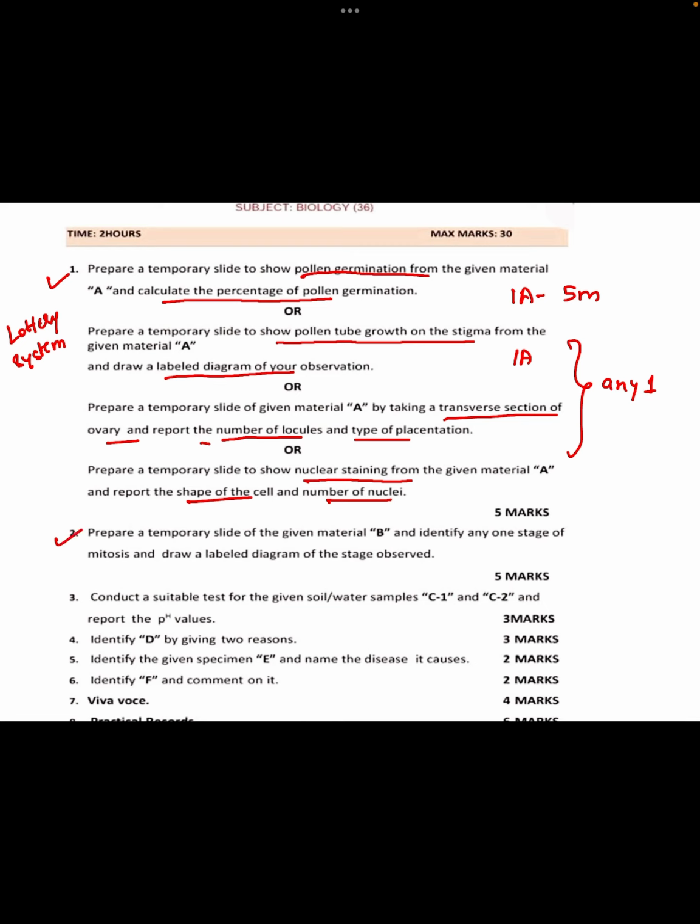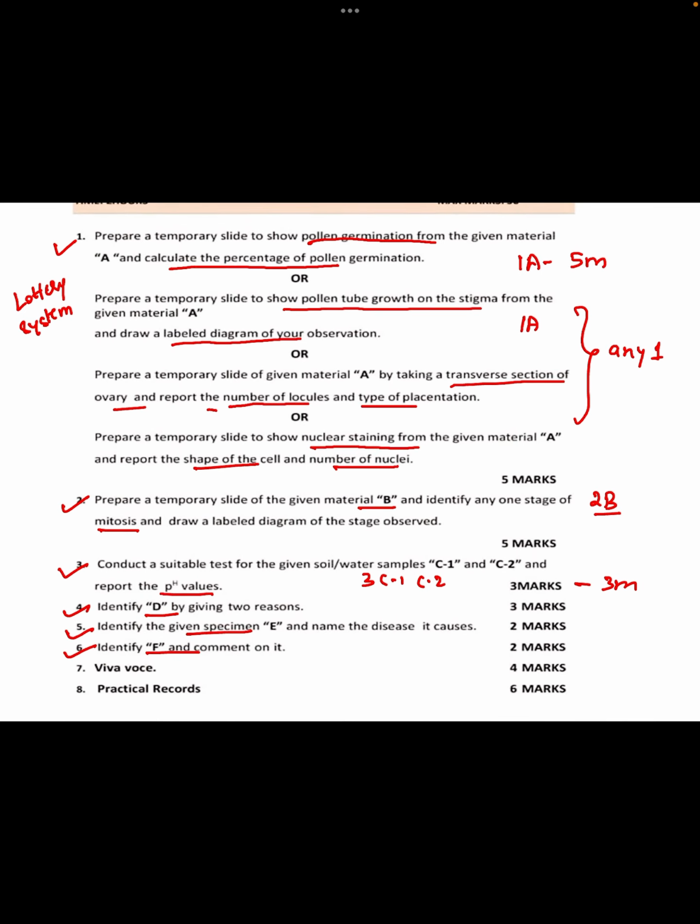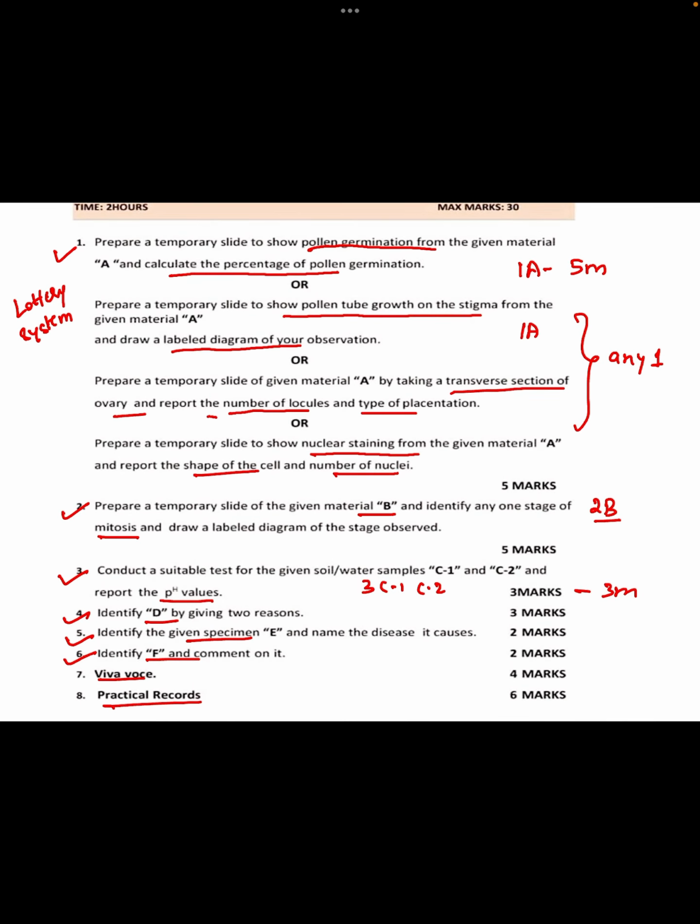And the second question, 2B, is compulsory, that is regarding mitosis. Next, in the third, 3C1 and C2, 2 samples will be there. This is for your pH and it is awarded 3 marks. And in the 4D, you will be having the identification, the 5th will also be on the specimen, and the 6th will be on commenting on the F, and you will have a viva voce and the practical record. Viva voce is 4 marks, that is 2 questions internals will be asked and 2 questions externals will be asked. And for the complete practical record you will be getting 6 marks.